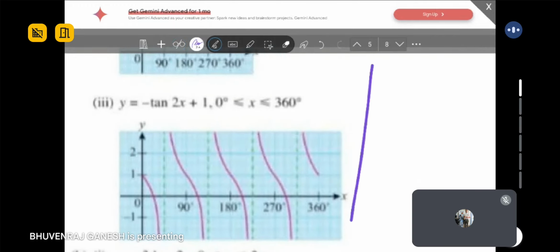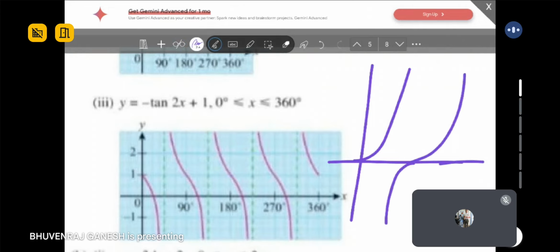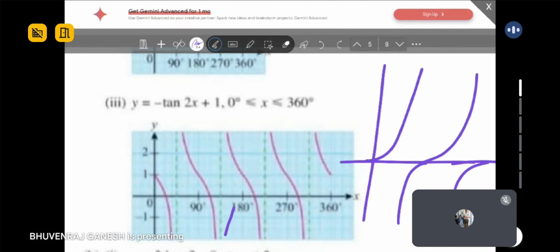Because originally, graph dia macam ni. Okay, this is original tangent graph. So sekarang dia songsang. Okay, you can see how they change. Macam mana dia berubah. Sorry, 90 tak ada. Okay, like this and then like this. So kamu nampak lah guys, macam mana dia berubah.